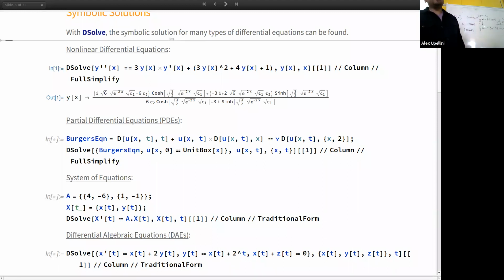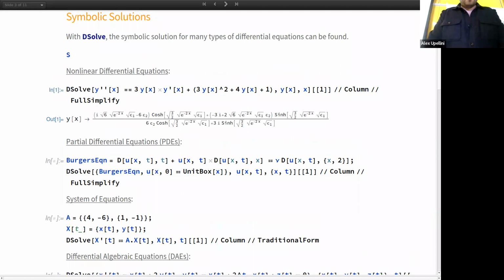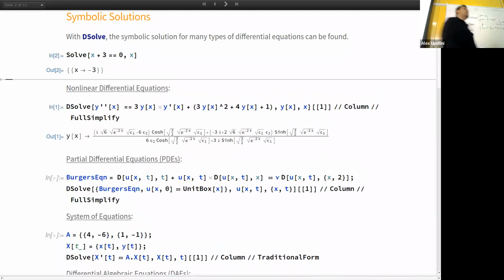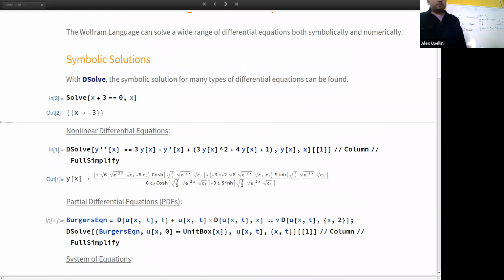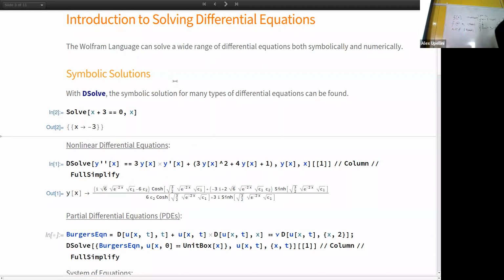Let's give a simple example on that. If you have the command Solve, x plus 3 equals 0, and you are looking for x, okay? This equation has only one solution, which is -3. And you see that you get a list of x arrow a value. Okay? Why do you have a list of lists?